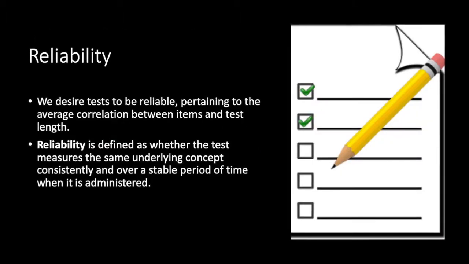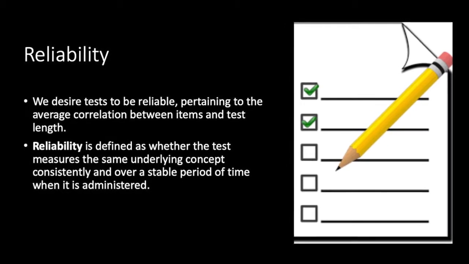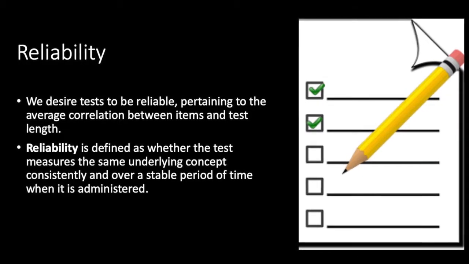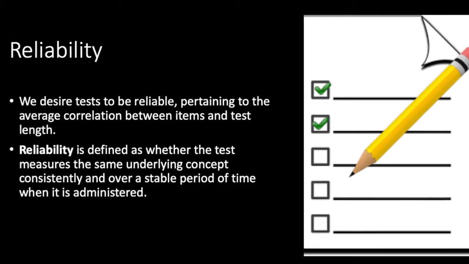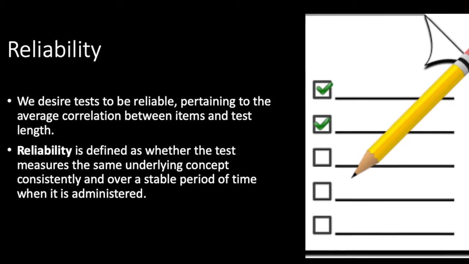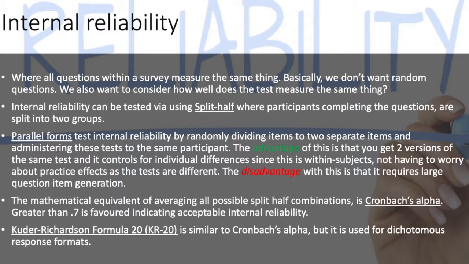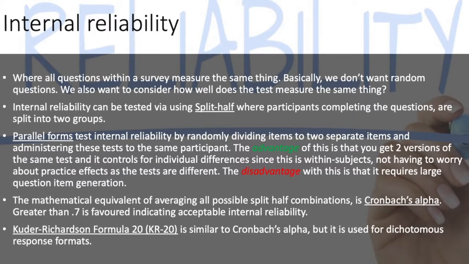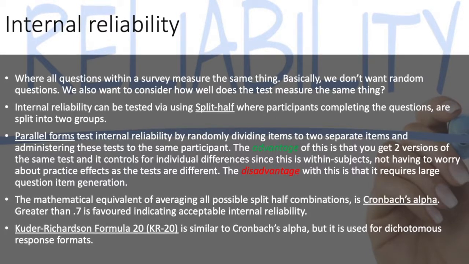We desire tests to be reliable, pertaining to the average correlation between items and test length. Reliability is defined as whether the test measures the same underlying concept consistently and over a stable period of time when it is administered. There is internal reliability, which is where all questions within a survey measure the same thing. Basically, we don't want random questions. We also want to consider how well the test measures the same thing.